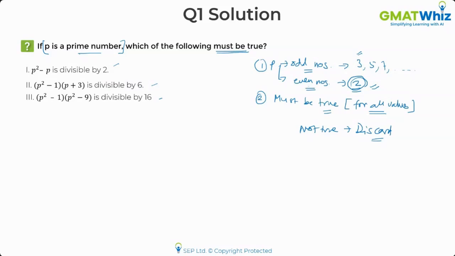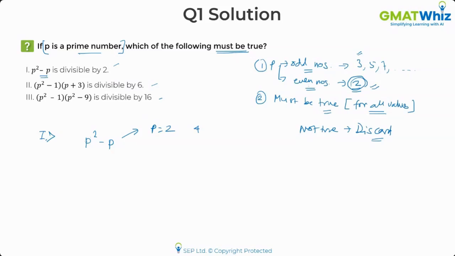Now you'll take each statement one by one, and I'm also going to talk about an alternative way, just to help you out. Notice this statement is saying p square minus p is divisible by 2. I need to check whether this statement is true every time or not. So I'm going to take an even number, let's take p is equal to 2, and I'll do p square minus p.